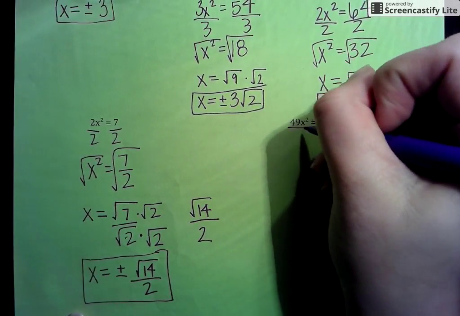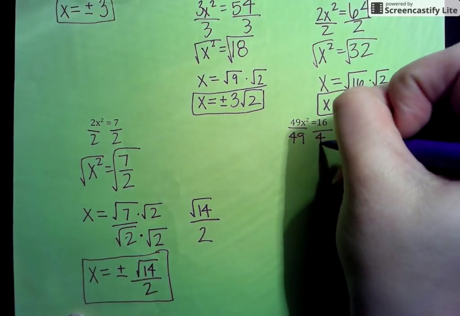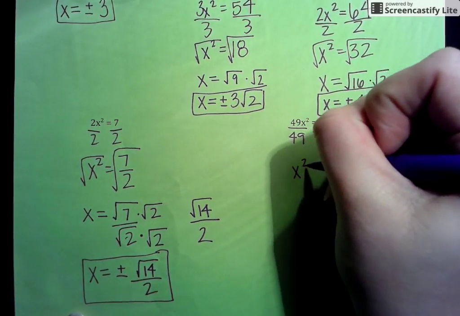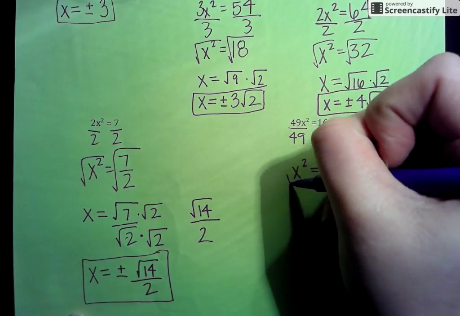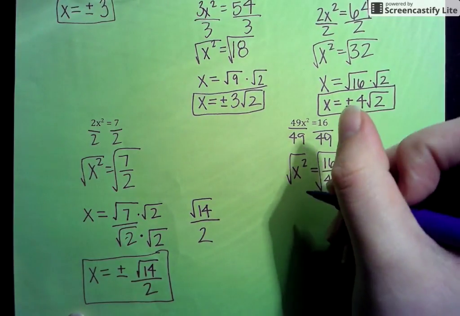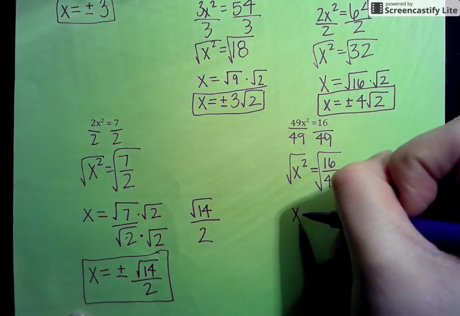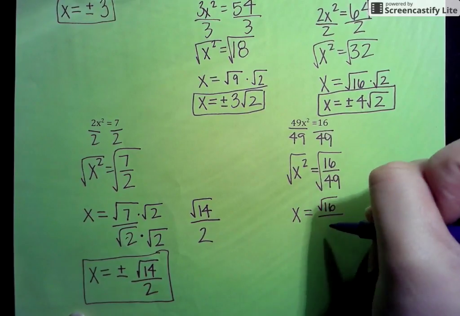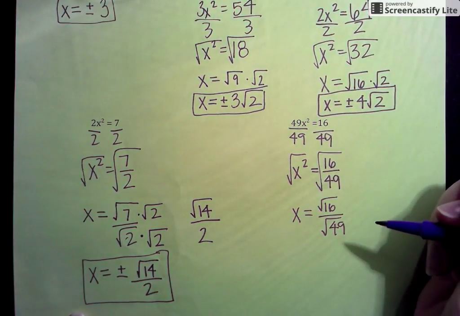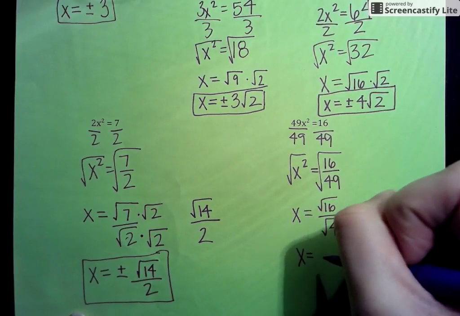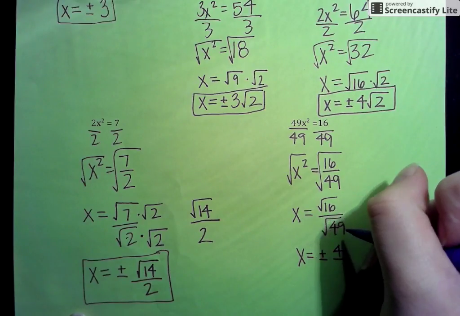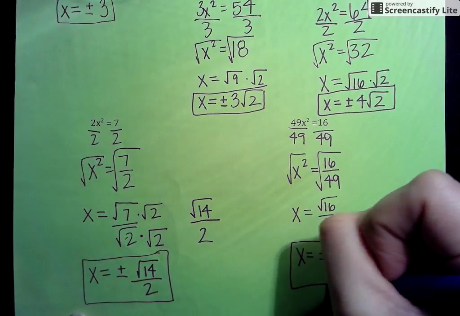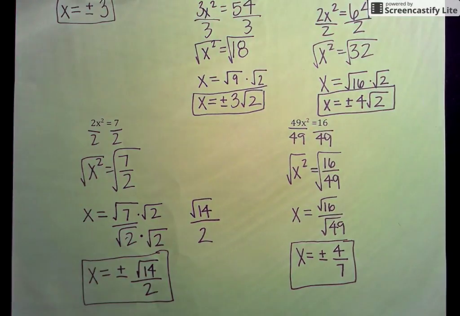Now this last one, if I divide by 49 on both sides to get x squared by itself, I have x squared equals 16 over 49. If I take the square root of both sides to get rid of that squared, I would be taking the square root of 16 and the square root of 49. The square root of 16 is 4, and the square root of 49 is 7. So my final answers are plus or minus 4 divided by 7.